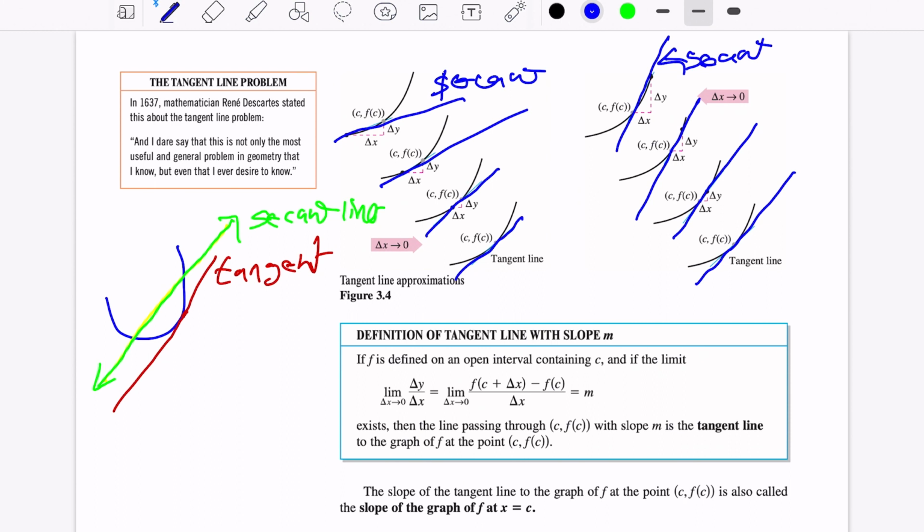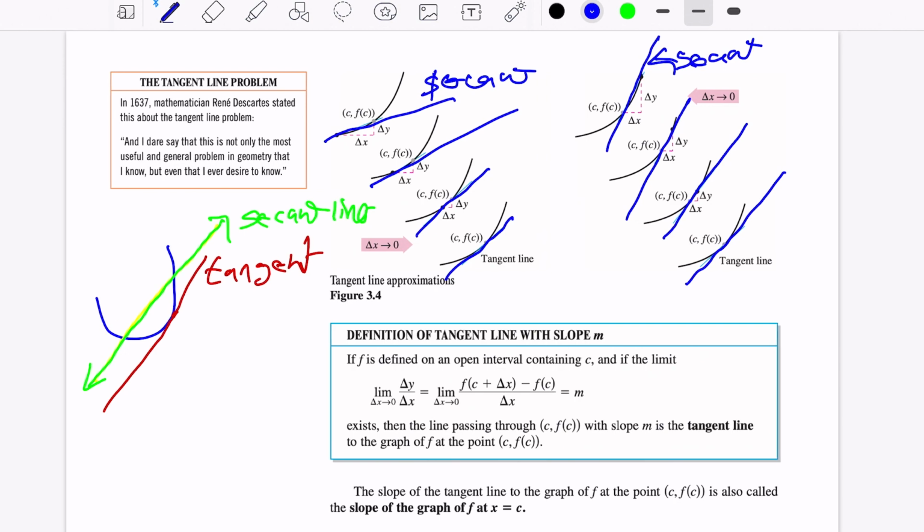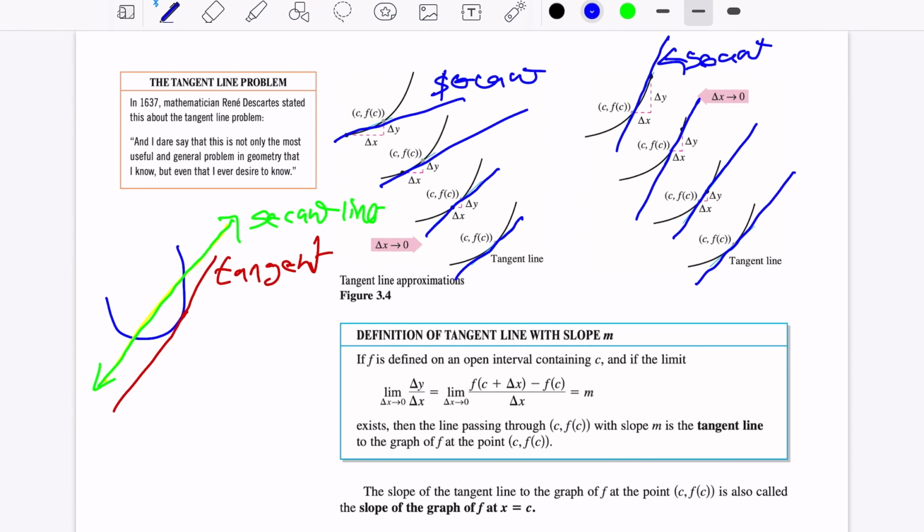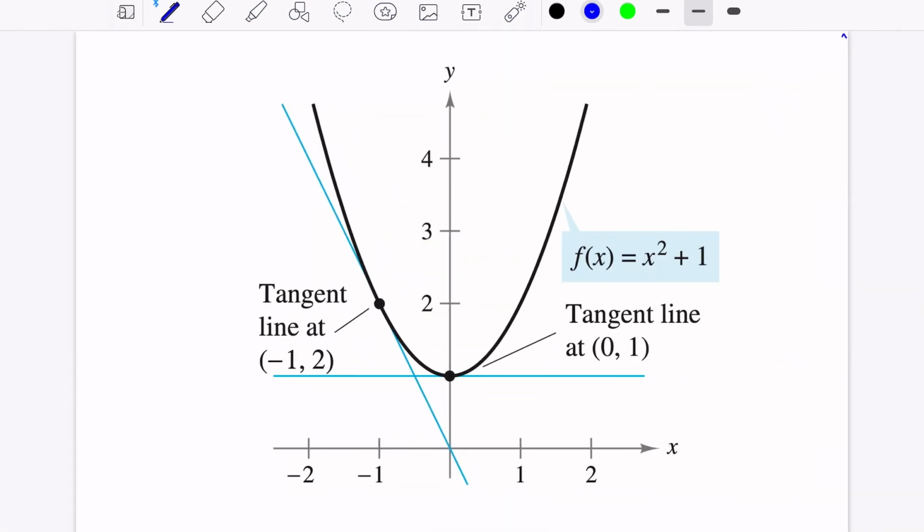So the definition of a tangent line with slope m, as we just looked at before, this is a continuation. I was just demonstrating these key points here. Let's go to the next page. Here's an example of what I was illustrating. So here's a function f of x equals x squared plus 1, and the tangent line at (0, 1), as you can see here.